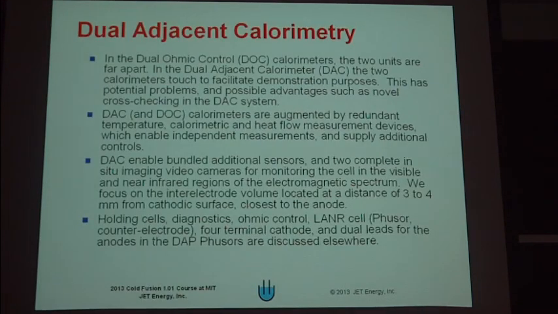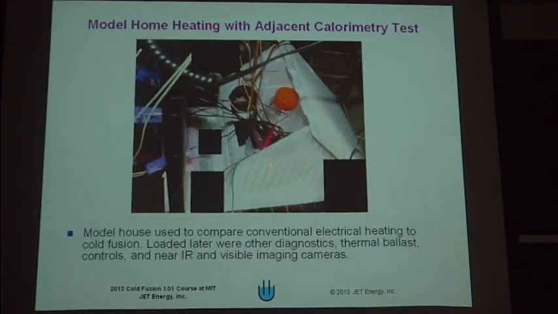I don't know if we're going to have time for this. In dual adjacent, this was an idea Peter had. When we were initially doing dual ohmic controls, we had two completely identical calorimeters. And Peter suggested, why not put them together? And that was interesting. We call that dual adjacent calorimetry, and it let us do an artificial house, and we could model having two rooms.